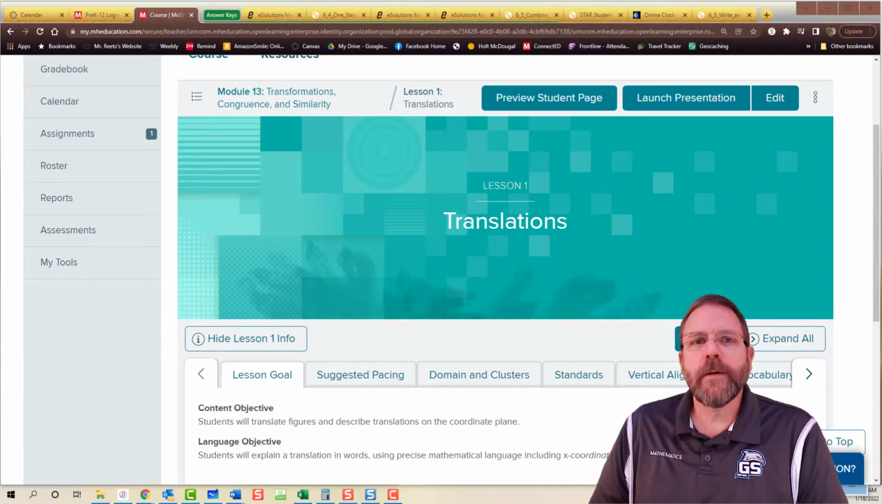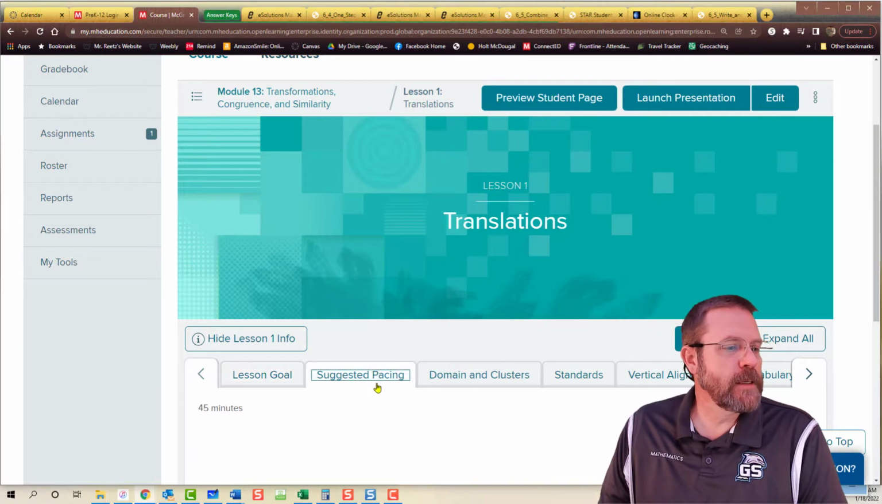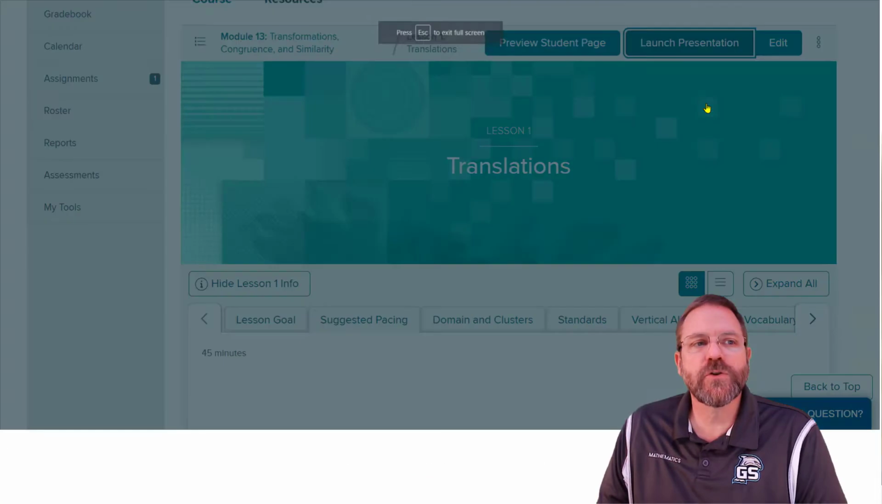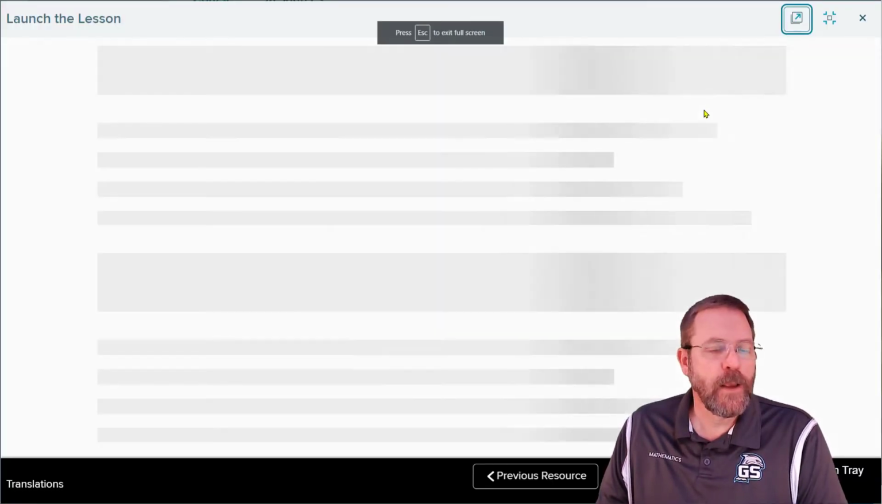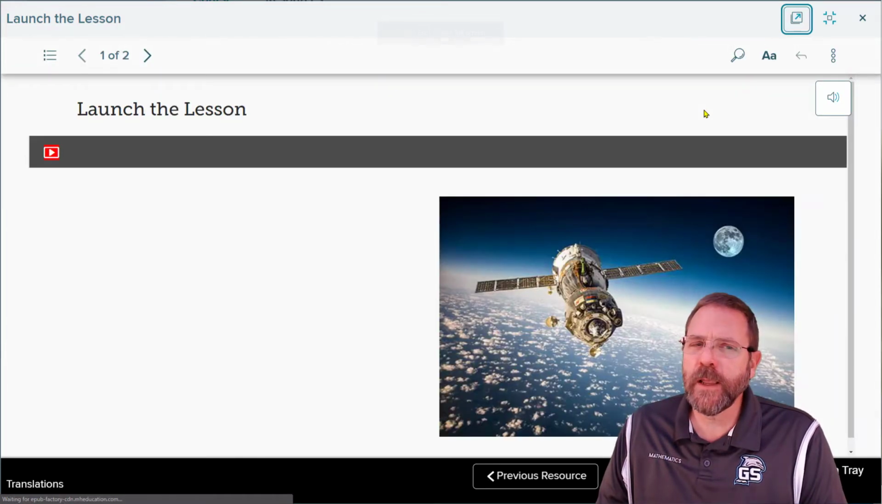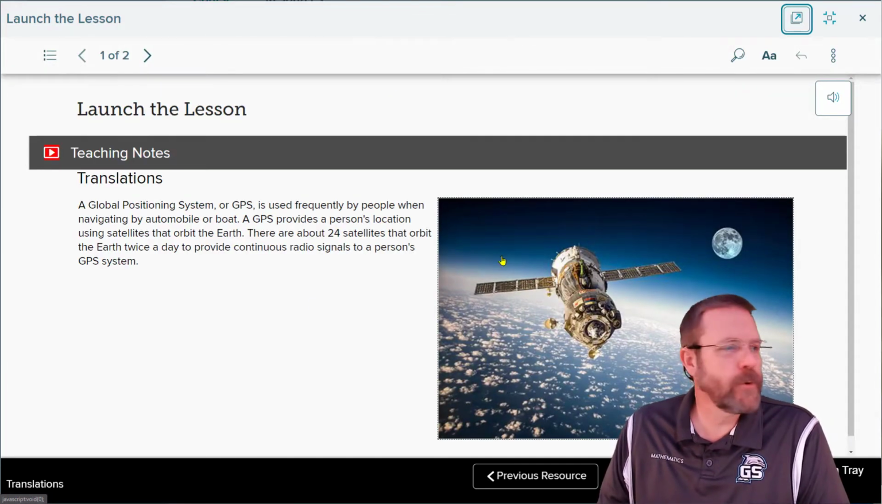We have finally arrived. We are at Module 13, the very last module in the textbook, and we are going to be starting Lesson 1 today, which is translations. The pacing guide even promises this to be a very short lesson, a single day, with 16 resources. We'll see how long it takes us to get through it.